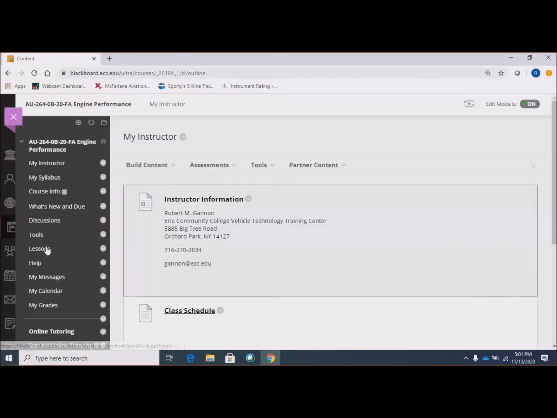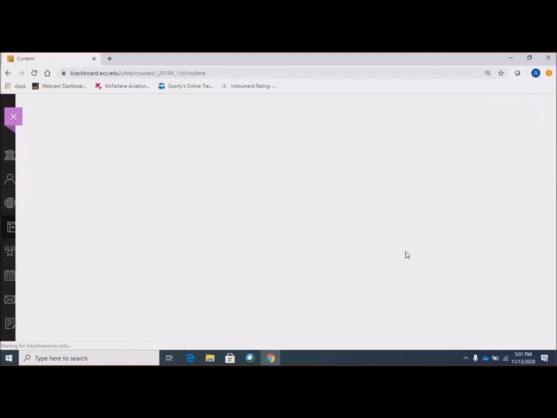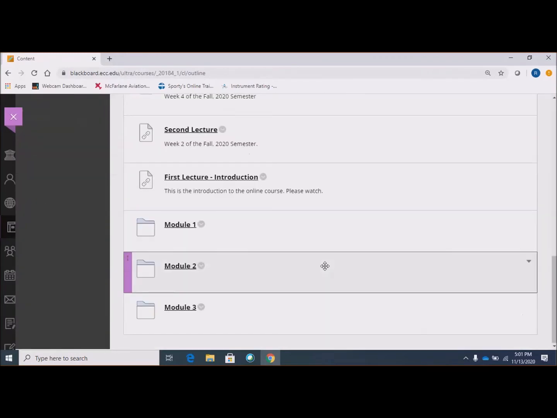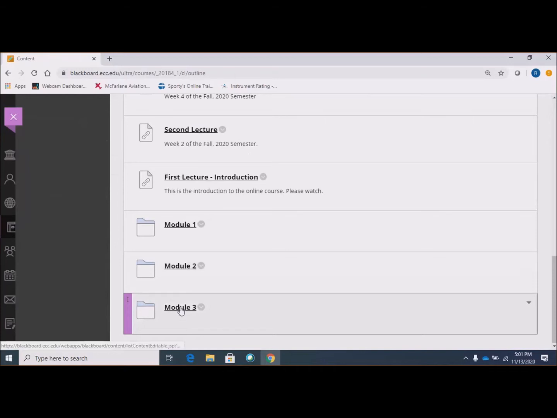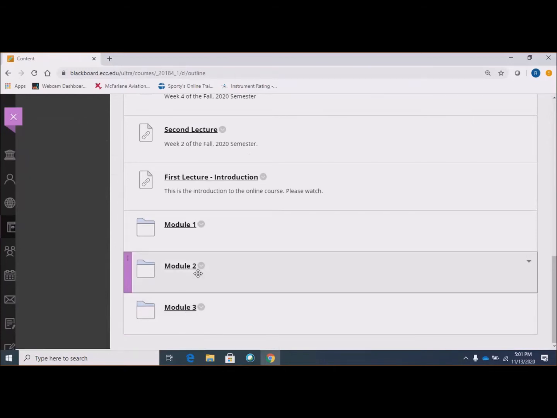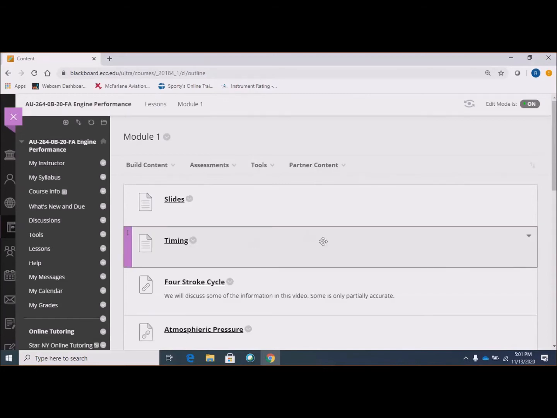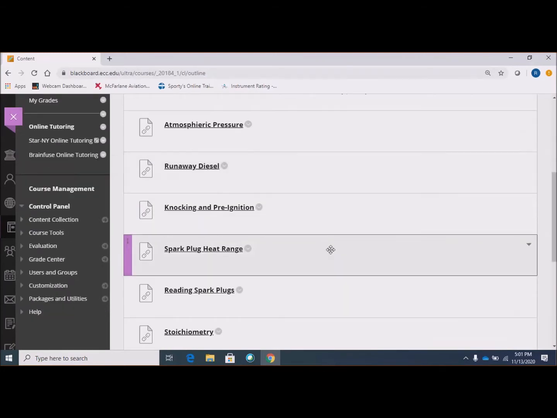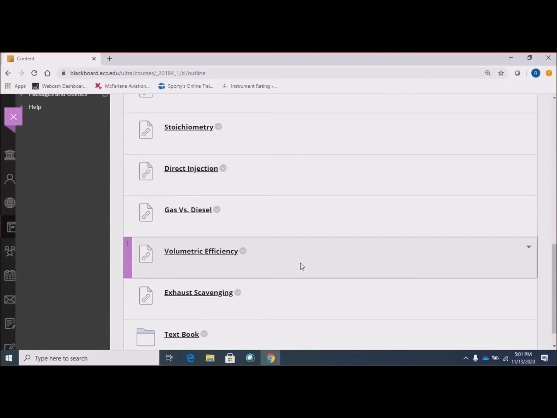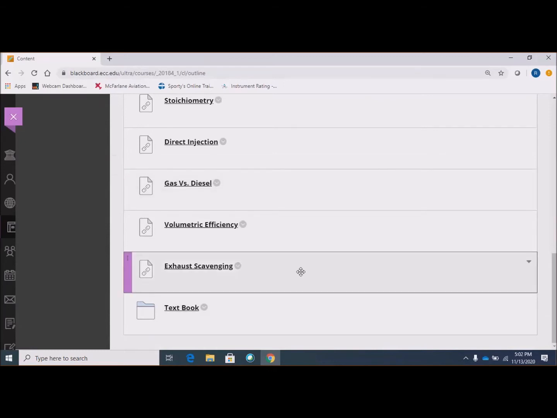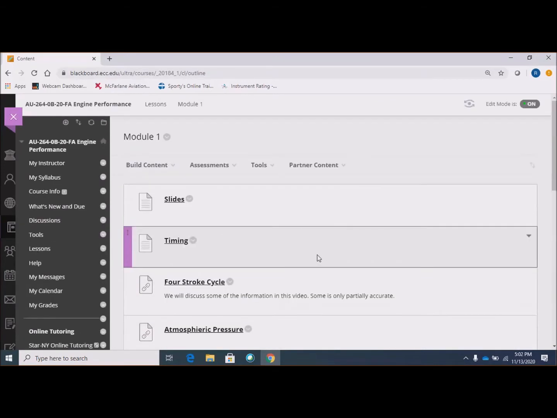So in here, under lessons, I have Module 3 down at the bottom here. We've been through everything in Module 1. We did all of the slides. We watched videos on injection. Well, I don't know if we watched the direct injection one, or gas versus diesel. But these things have been available to you for the entire semester.